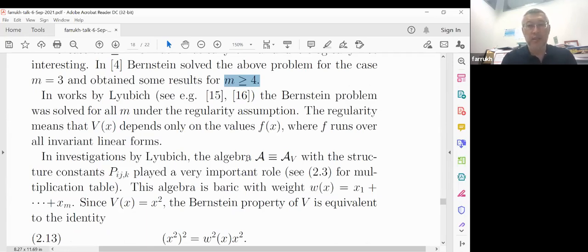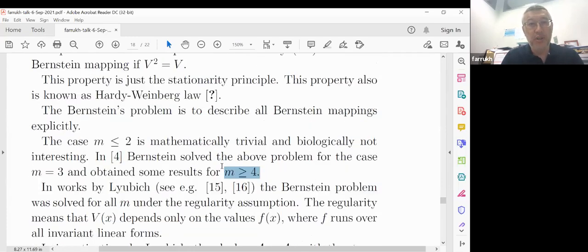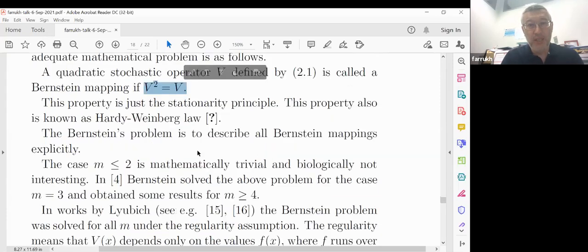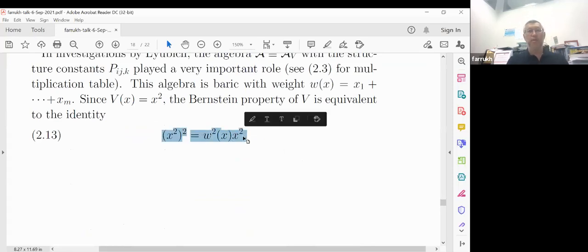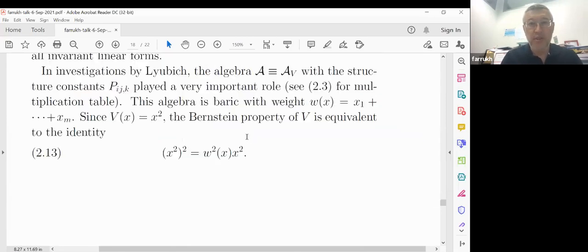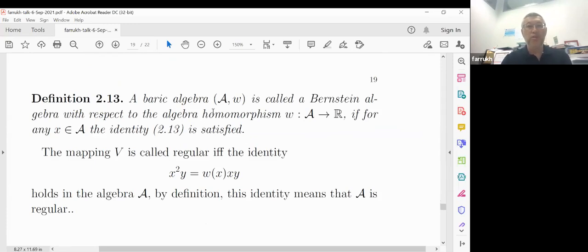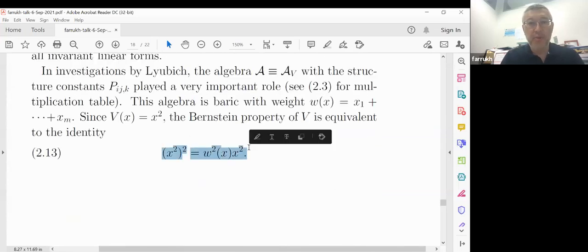Many things are unknown. So in the formulation of Bernstein, if we want to translate this equality into algebraic language, it becomes like this. So what are the genetic algebras which satisfy this property? Here the omega is the character related to the summation. So the problem is to describe all these kinds of algebras. We can also define the notion of Bernstein algebra for baric algebras as well, if your multiplication satisfies this property.